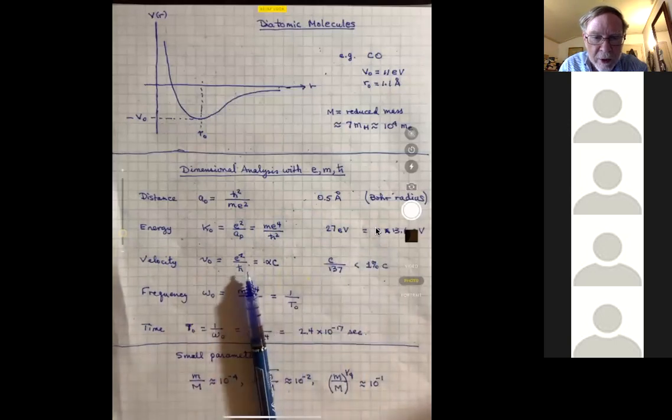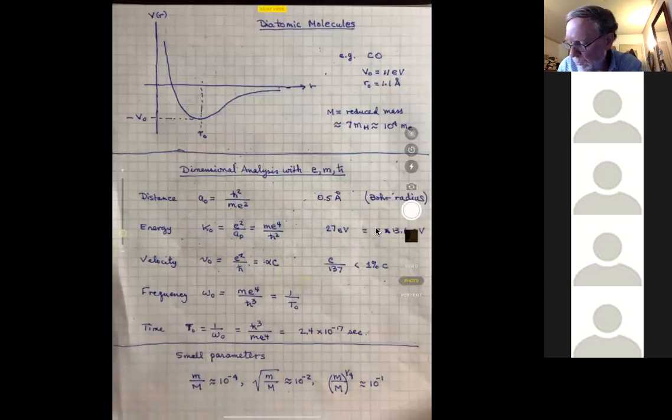The velocity is e squared over h bar, which happens to be alpha times c, where alpha is the fine structure constant.